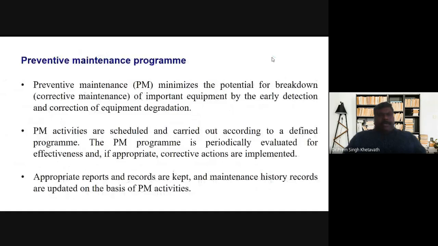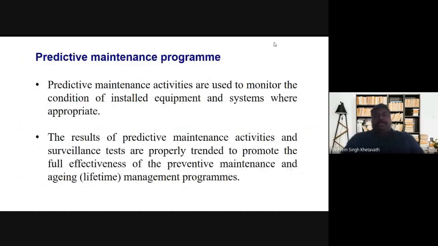Preventive maintenance minimizes the potential for breakdown, that is corrective maintenance, of important equipment by early detection and correction, and equipment upgradation. Activities are scheduled and carried out according to a defined program. The preventive maintenance program is periodically evaluated for effectiveness and, if appropriate, corrective actions are implemented. Appropriate reports and records are kept and maintenance history records are updated on the basis of preventive maintenance activity. Predictive activities are used to monitor the condition of installed equipment and systems where appropriate.